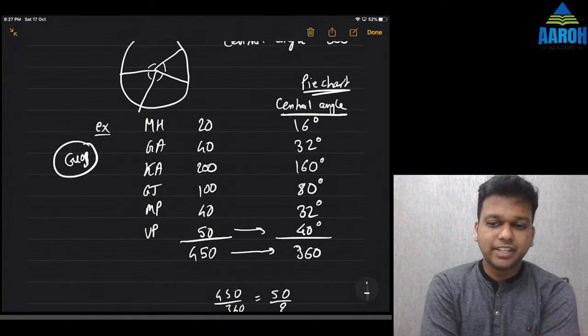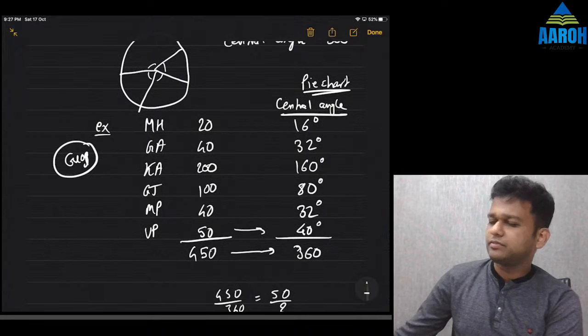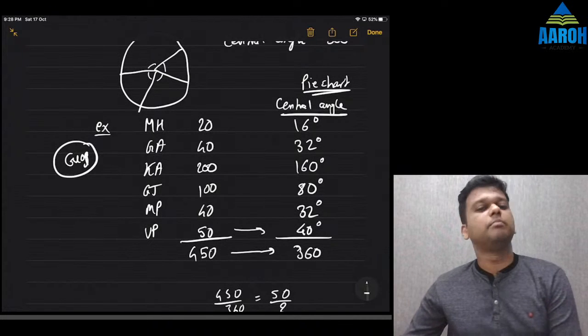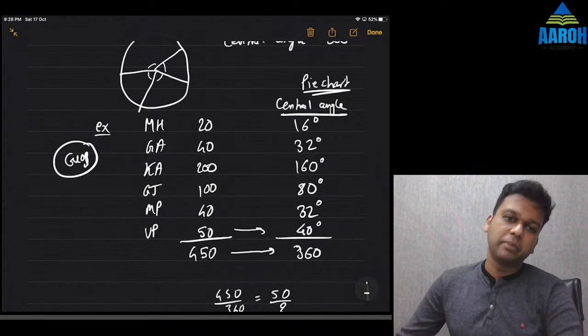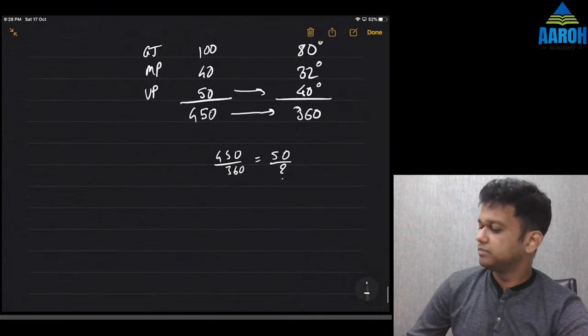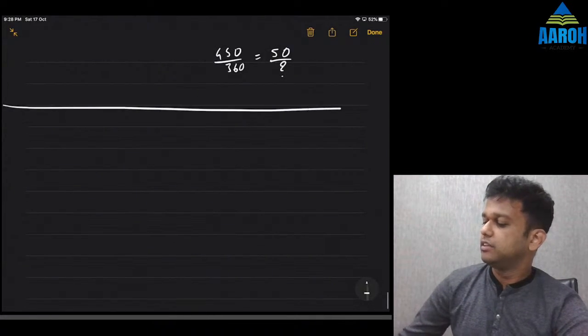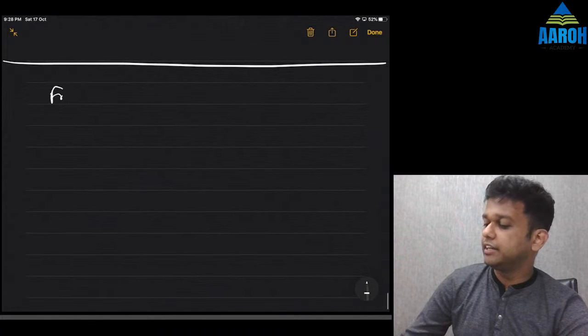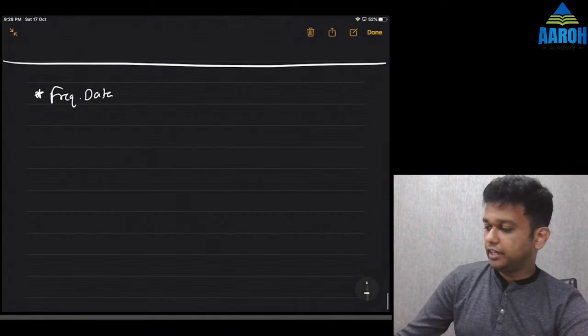Okay. So anyone, any other doubt? If not, let's go to the last part of the chapter, which is diagrams for frequency data, especially for continuous data.